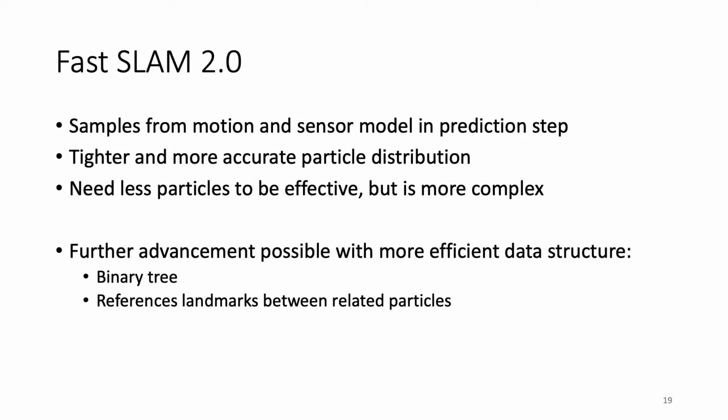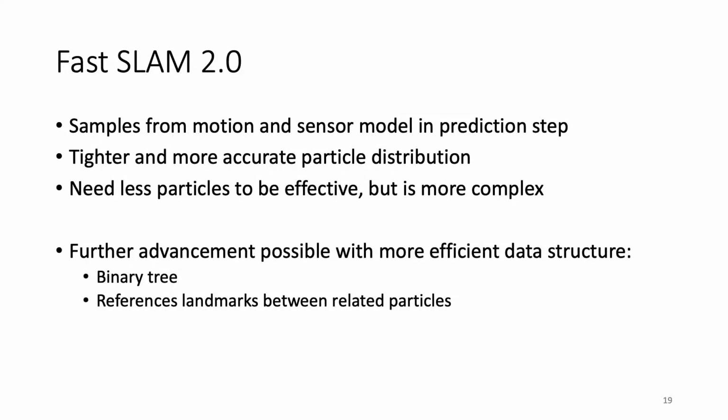FastSLAM is already a relatively old SLAM algorithm, which means by now there are some improvements. FastSLAM 2.0. The most important improvement is that when we are at our prediction step, so when we sample particles from our motion model, we already take our sensor measurements into consideration when doing that, so that our motion prediction is a lot more accurate.